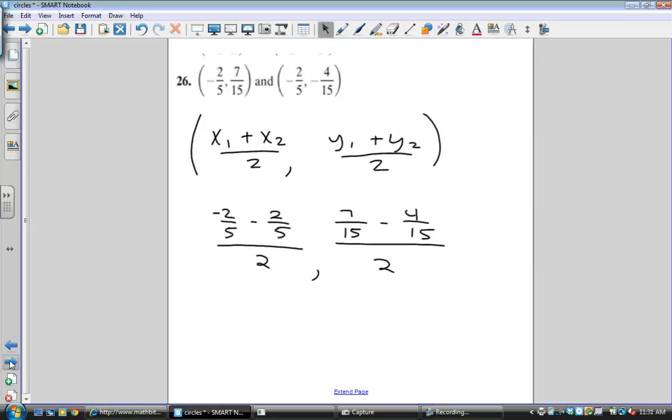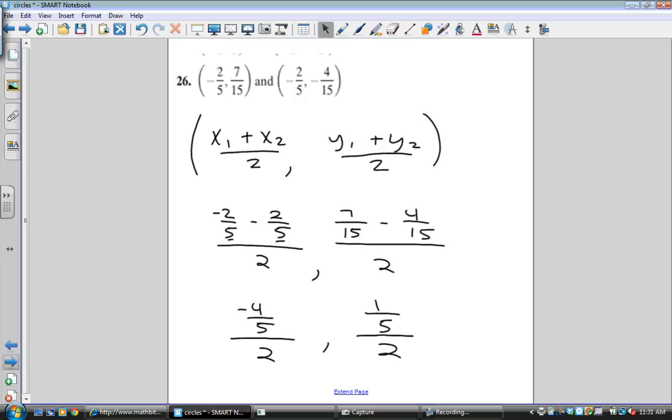Okay, so let's calculate here. Negative 2/5 minus 2/5. Notice I'm subtracting, so the denominators are nice and common there. I'm just going to do the numerators. So that's going to give me negative 4/5 over 2. And then 7/15 minus 4/15 would be 3/15, which I could just reduce to 1/5 there, over 2.